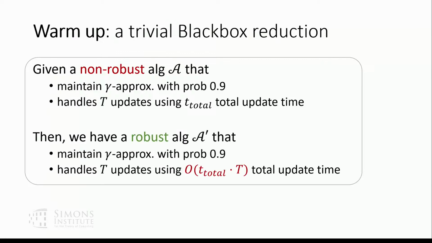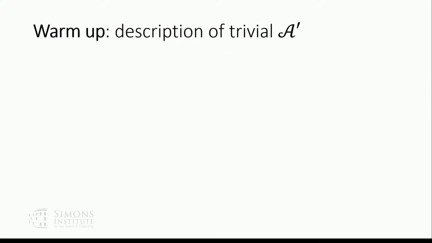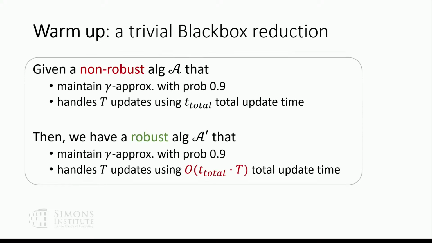You'll see it soon, but we can get a robust algorithm A prime that maintains our gamma approximation with the same probability, such that the total time to handle T updates is T squared. So basically there is a blow up of T here in the total update time.